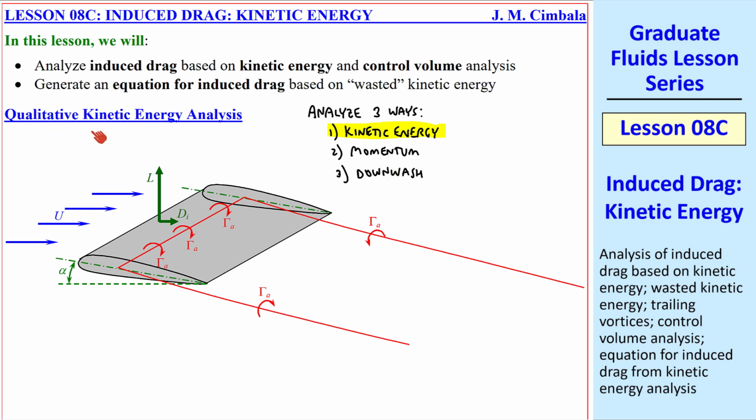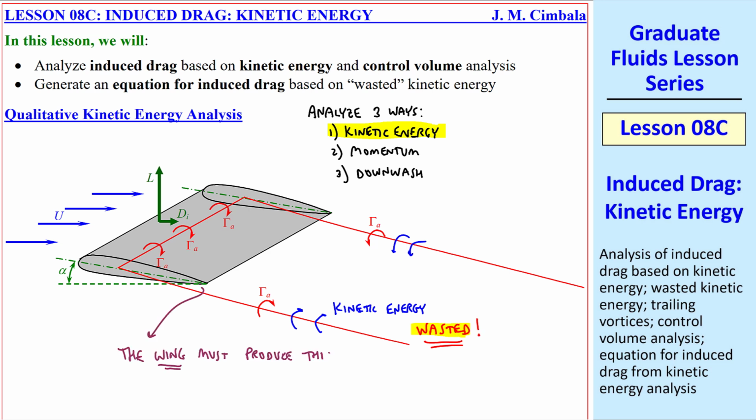First, qualitatively, recall the trailing vortices where you have air spinning around in these vortices behind the wing. These vortices have kinetic energy that's serving no useful purpose other than spinning up the air, so all of this kinetic energy is wasted. Where does this kinetic energy come from? The wing must produce this kinetic energy that is wasted.